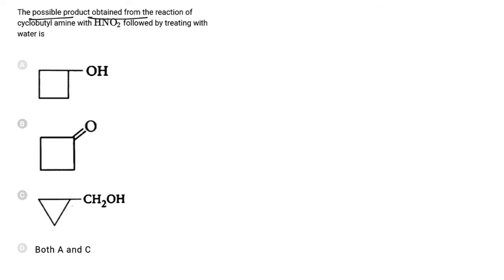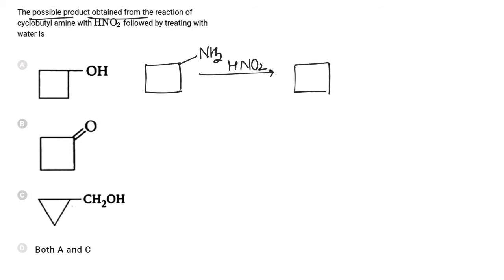The possible product obtained from the reaction of cyclobutylamine with HNO2 followed by treating with water. So this molecule is cyclobutylamine, and on treating with HNO2, it will be converted to diazonium ion, so N2 positive Cl negative. Now diazonium is unstable and nitrogen gas will be evolved, so it will be converted to cyclobutyl carbocation.